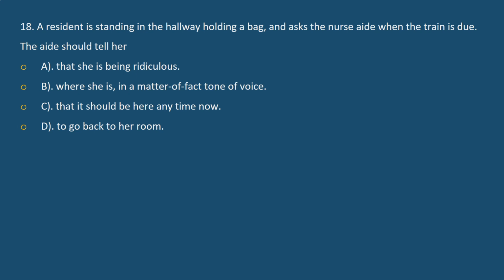Question 18. A resident is standing in the hallway holding a bag and asks the nurse aide when the train is due. The aide should tell her: A. That she is being ridiculous. B. Where she is, in a matter-of-fact tone of voice. C. That it should be here any time now. D. To go back to her room.